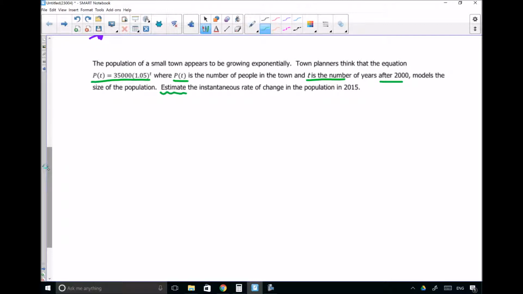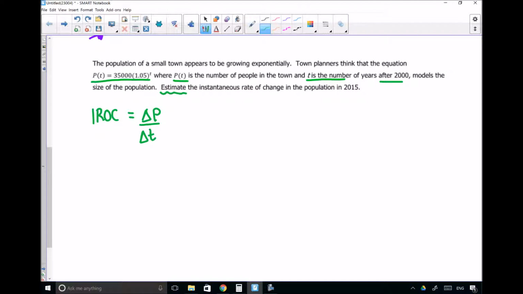So since we don't know calculus or limits yet, we are going to do an estimate of our instantaneous rate of change. Remember, any rate of change is always going to be our change in y over our change in x. But I'm using P and t because P represents y and t represents x.